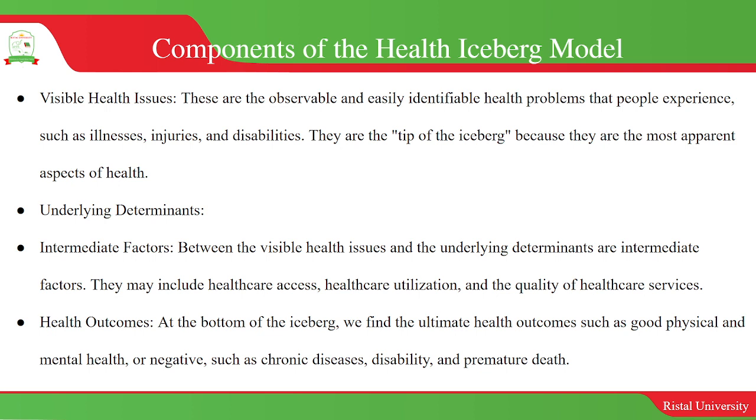But between the part that you see and the part that is underneath, you have what we call the intermediate factors. By the time the person comes to the health facility, there are some factors that may or may not make them come to the health facility. They relate to access to health services, health care utilization, and quality of healthcare services being offered. And then, of course, the health outcomes, which are basically at the end of the iceberg. Okay?